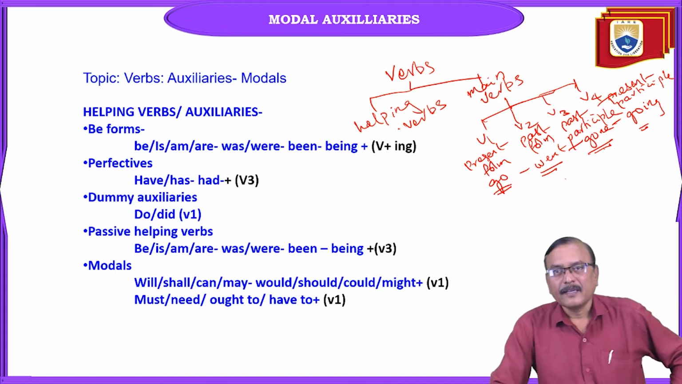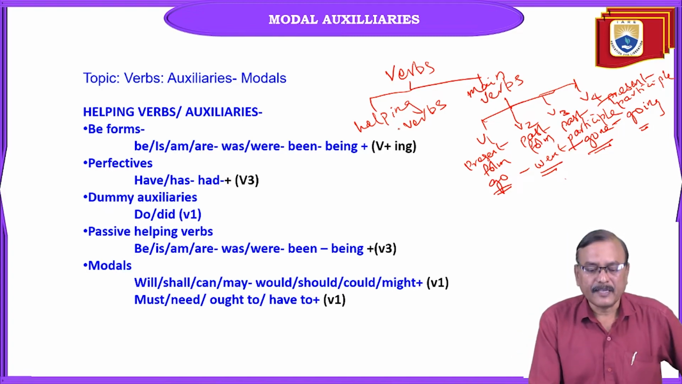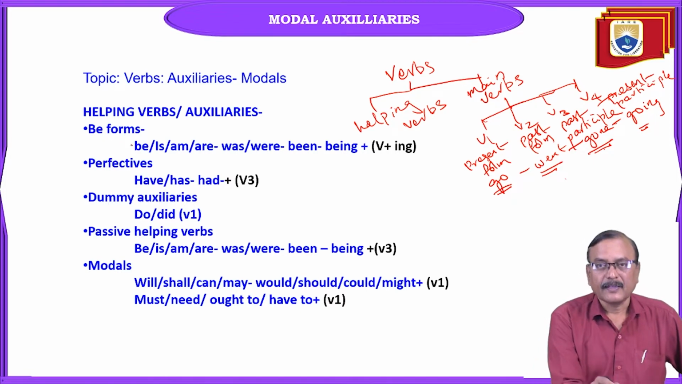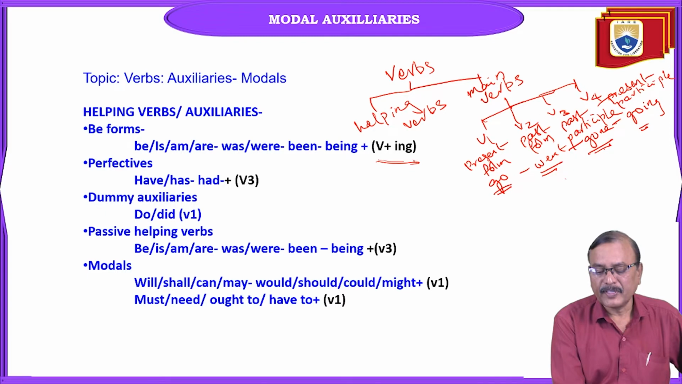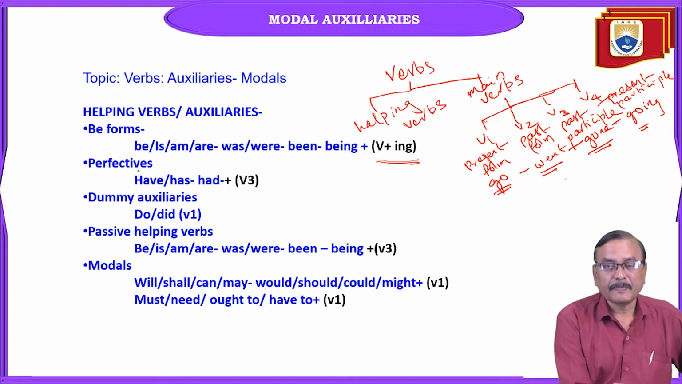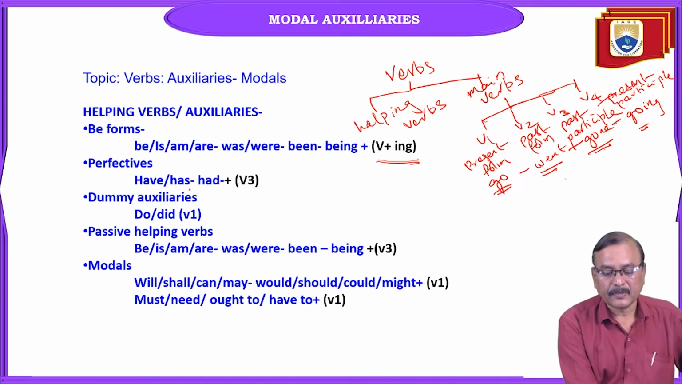Now let us know what the helping verbs are. These helping verbs are often called auxiliaries. With the main verb in the -ing form, we use the be forms: be, is, am, are, was, were, been, or being, plus the V-ing form. In perfect tenses, we use have, has, or had. These are the helping verbs used in perfect tenses, and the main verb will be V3.